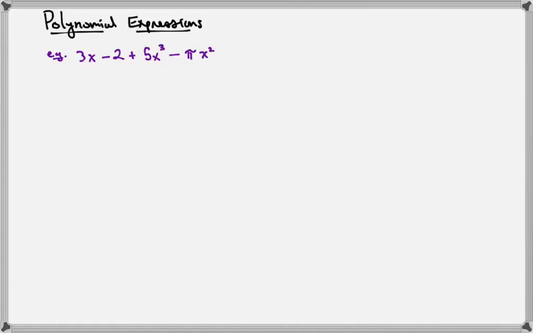Polynomial expressions are those that involve some unknown quantity, a variable, in this case x. We have multiple terms that are being added or subtracted in the polynomial. Those terms are constructed by taking whole number powers of the variable x. So in this case, I'm cubing it or taking it to the third power.